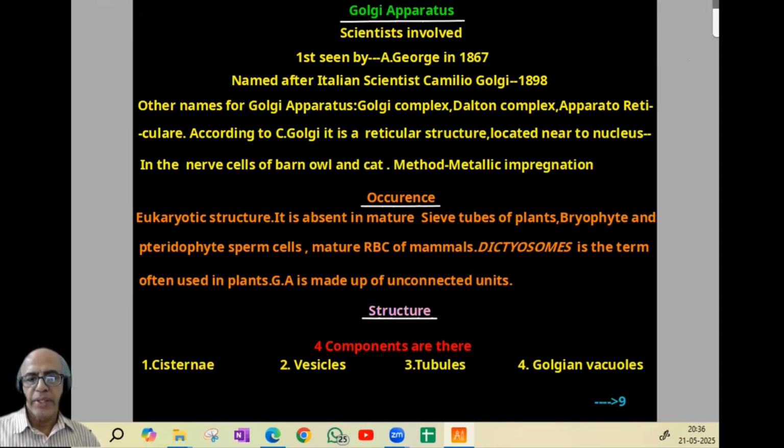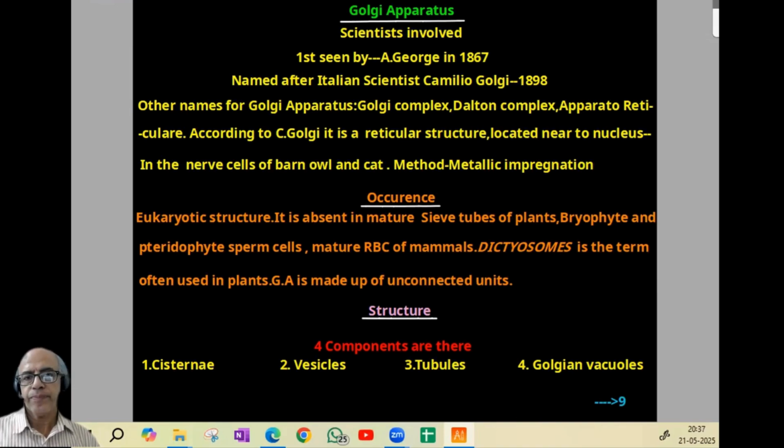To connect with the Golgi apparatus, Golgi body even, scientists involved: first seen by George A. in 1867, named after Italian scientist Camillo Golgi, 1898. Other names for Golgi apparatus: Golgi complex, Dalton complex, apparato reticulare, etc. According to Camillo Golgi, it is a reticular structure located near the nucleus. Initial study was on the nerve cells of barn owl and cat, and the method utilized was metallic impregnation.